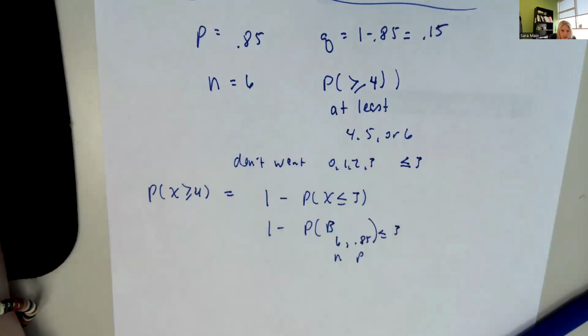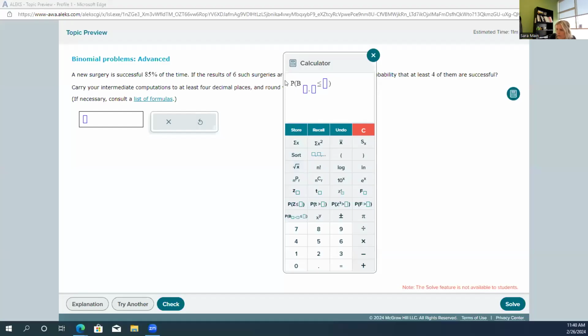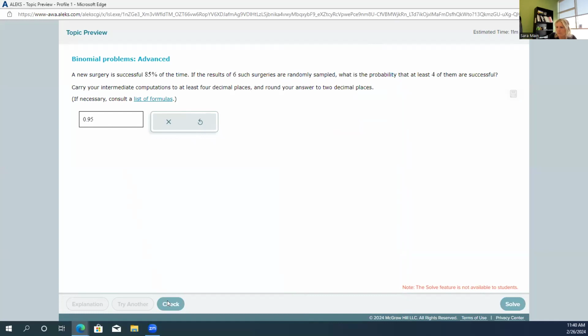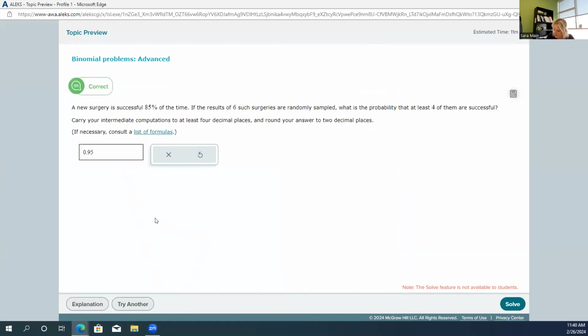So I'm going to go back to ALEKS to show you how we're going to do this. I'm going to click here and say 1 minus that. N is 6, the probability of success is 0.85, and we want less than or equal to 3. We hit enter. There's my answer, and it says round your answer to 2 decimal places. Because I did everything in one calculation, it's the most accurate it can be, so 0.95 is correct.